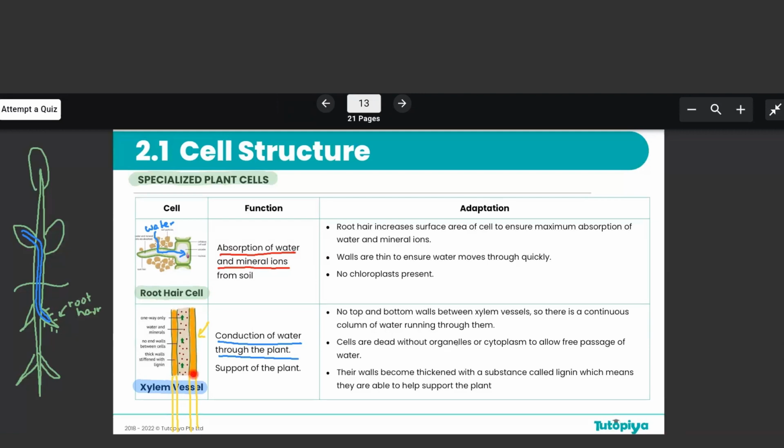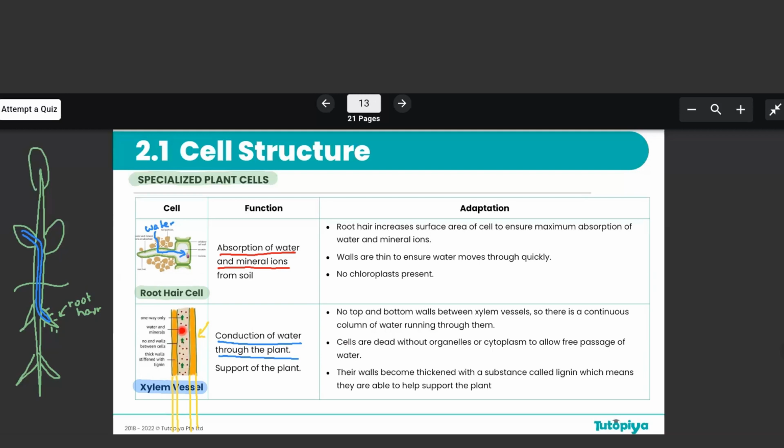And the second unique feature is that the xylem vessels, these cells, are dead cells without anything inside them. So these specialized cells are basically hollow inside. There's nothing inside it.